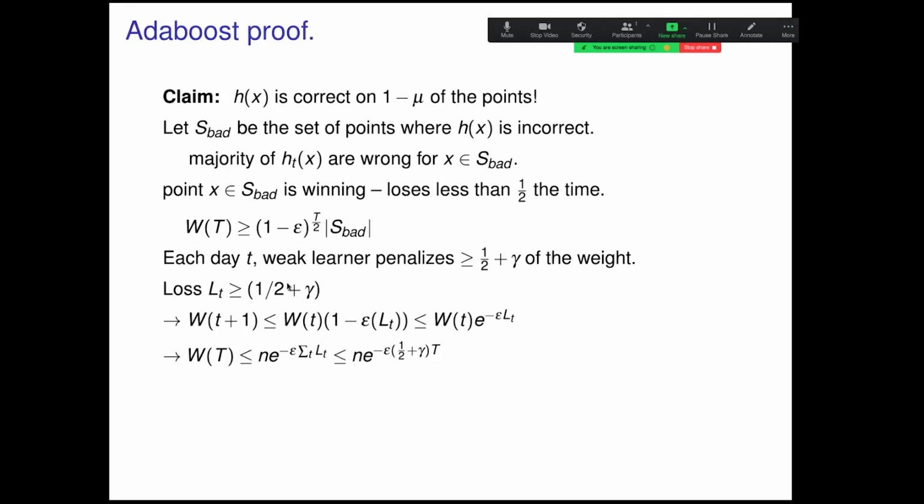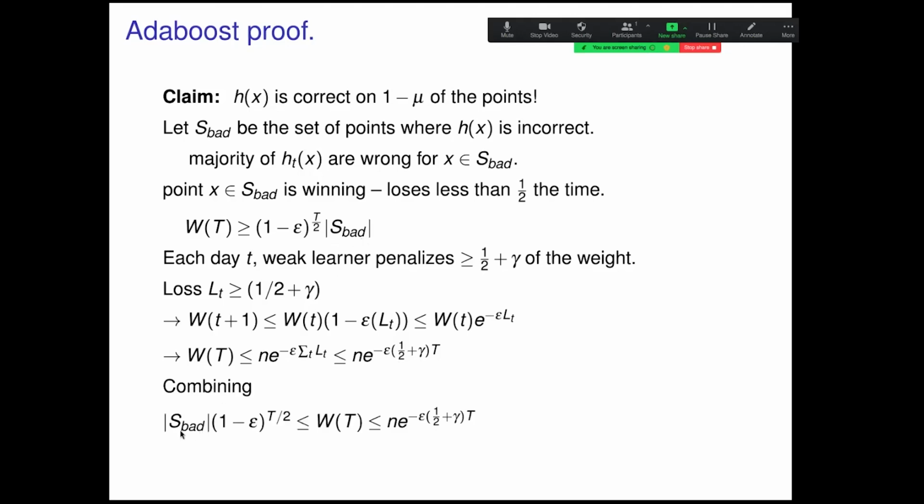Okay? But we know it never gets too small. Okay, the weight is going down, but it doesn't get too small. So that's a contradiction. Eventually, if the weight goes down below what the lower bound is, then there's a contradiction. Or the number of bad points can't be too big. Okay? So that's what we have.